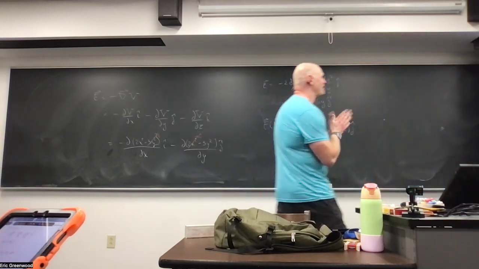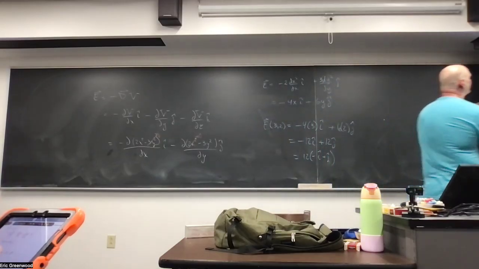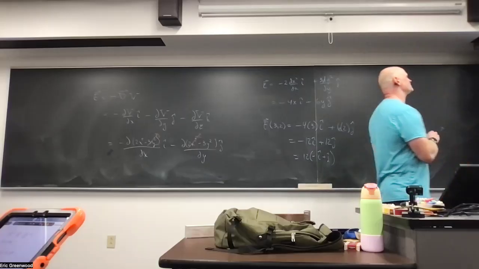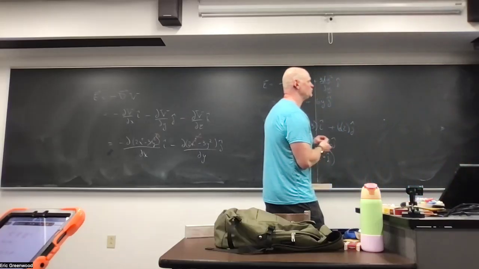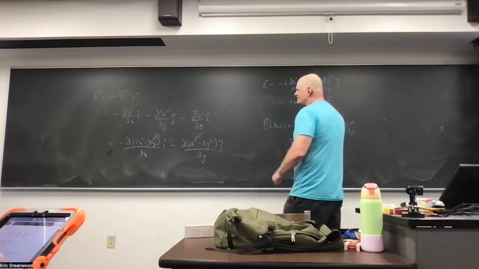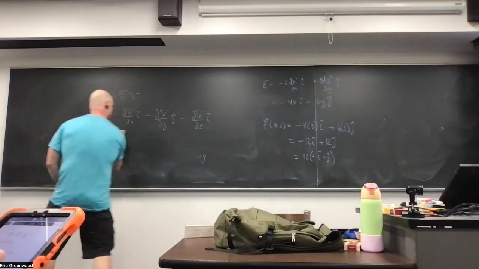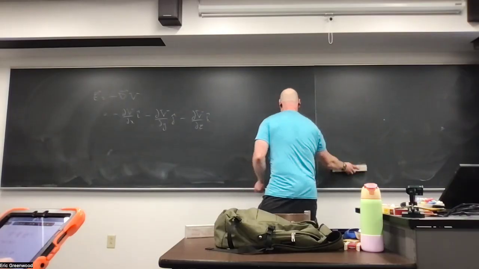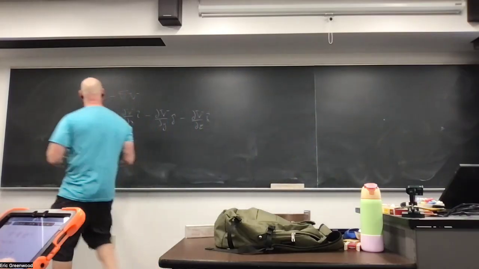So my potential is given by 2xyz squared, and we want to know what is the electric field at the point (2, -2, 4). Okay, so again, we're just going to do the same thing. All we're going to do is plug that potential into our definition in terms of the gradients.